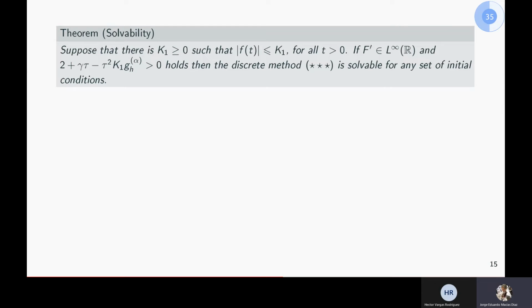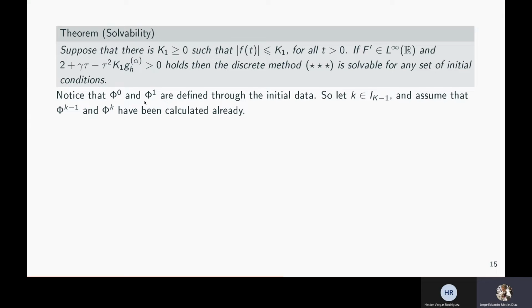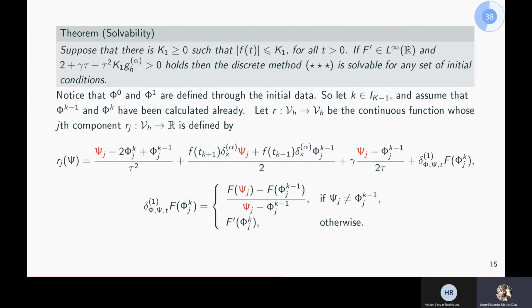We're going to talk about the structural properties. The first one is solvability of the system. Under suitable conditions and when tau is sufficiently small, the discrete model is going to be solvable for any set of initial conditions. The way to do this is by induction. These first approximations are given. Supposing that these approximations have already been calculated, we have to prove that the solution at time k+1 can be obtained. In order to do that, we consider this system in which the unknowns are the solutions at time k+1.